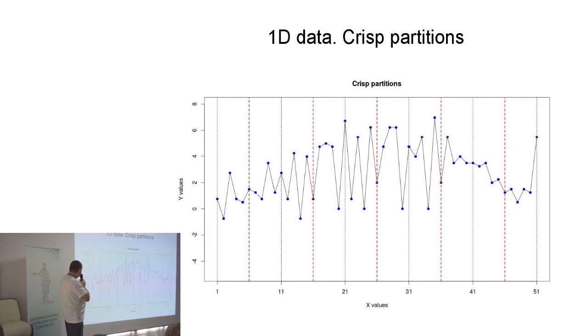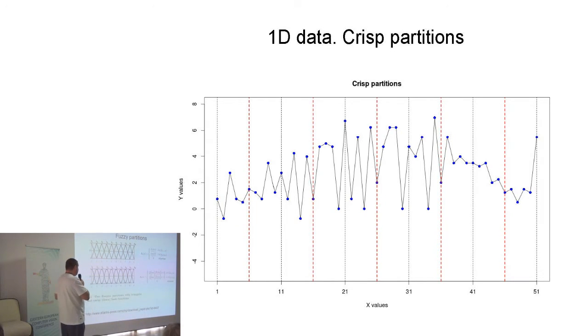For example, centers of these partitions will be at 1, at 11, at 21, 31, 41, and 51, the centers of the partitions. And then we can do something with this partition. We can average it, we can move it, we can smooth it, or something else. Yes, but we have a crisp difference between partitions, the red line.